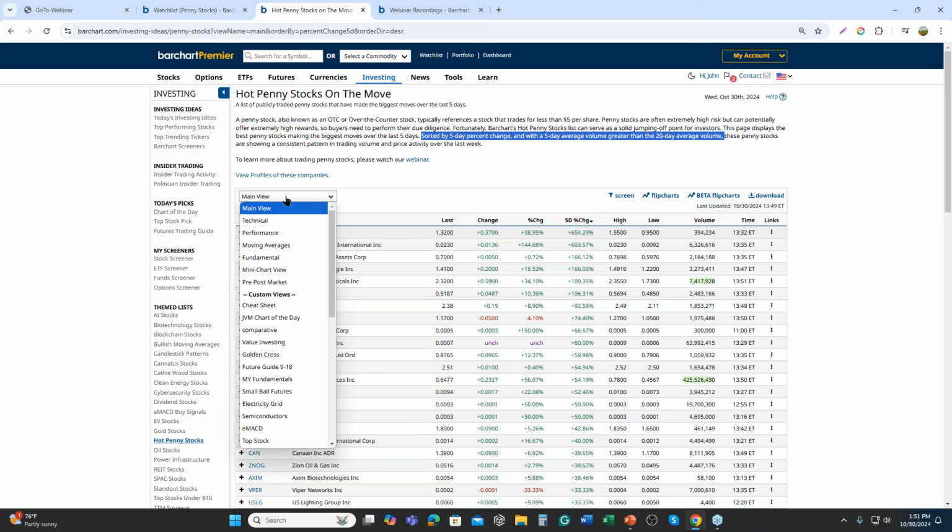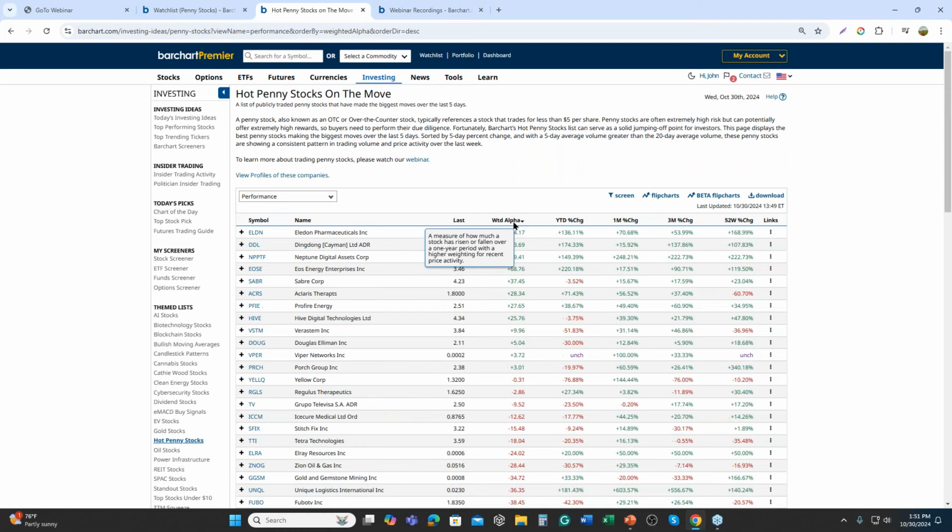And I would go into our views here, our default views, and look under performance. And I'm going to use the weighted alpha. Now, weighted alpha is how much the stock has moved over a year with a higher weighting towards recent price action. Now, penny stocks typically, when they start to move, you have a large percentage price movement in a very short period of time. So weighted alpha could be a little bit distorted, but if we have a big price movement in a very short period of time, then you should have a positive weighted alpha.